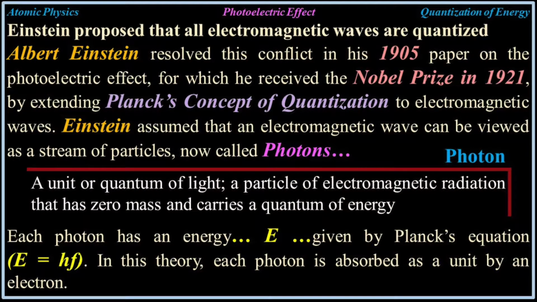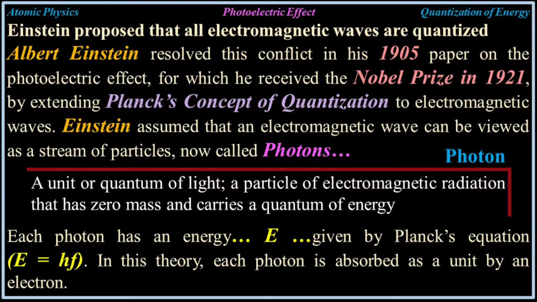Einstein proposed that all electromagnetic waves are quantized. Albert Einstein resolved this conflict in his 1905 paper on the photoelectric effect, for which he received the Nobel Prize in 1921. By extending Planck's constant on quantization to electromagnetic waves, Einstein assumed that an electromagnetic wave can be viewed as a stream of particles, now called photons. A photon is a quantum of light, a particle of electromagnetic radiation that has zero mass and carries a quantum of energy. Each photon has an energy, E, given by Planck's constant, E equals hf. In chemistry, you saw the equation as E equals h nu.